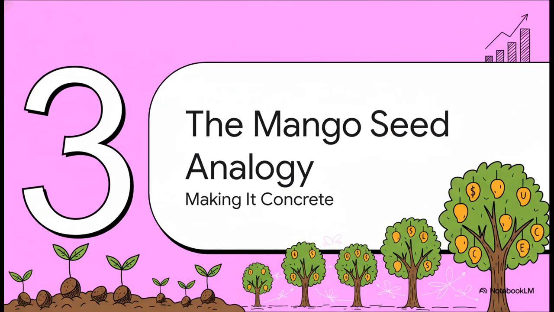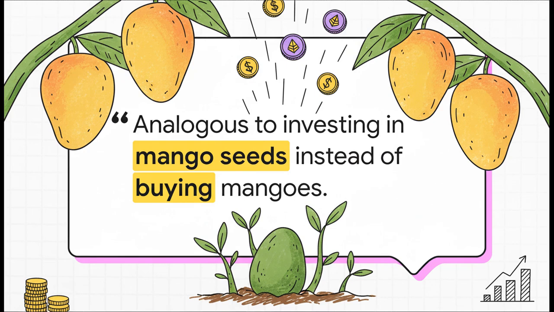Now, to make this idea a little less abstract and a little more down to earth, the source uses a really simple analogy from farming. The comparison is pretty straightforward, right? USDT seeding is kind of like investing in mango seeds instead of just going to the store and buying mangoes. The whole idea is that you're acquiring the source of the product, not just the final product itself.